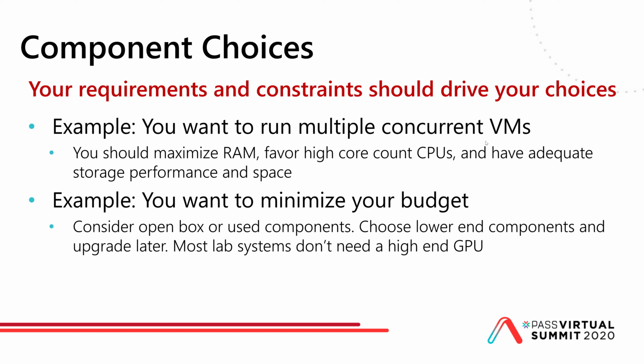Now, if you want to minimize your budget, build a system for the least amount possible, think about finding open box specials or used components, and thinking about making some trade-offs with lower-end components. So maybe you decide to use a SATA SSD instead of an M.2, or even a hard drive instead of an SSD, and possibly upgrade later. And a lot of lab systems don't have GPU-dependent workloads, so you can save money by picking a much lower-end GPU or even using integrated graphics if your processor has that. So that's one way to save money on your component choices.